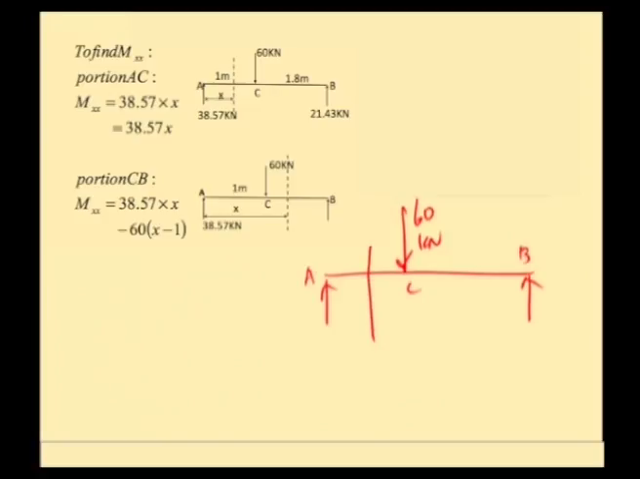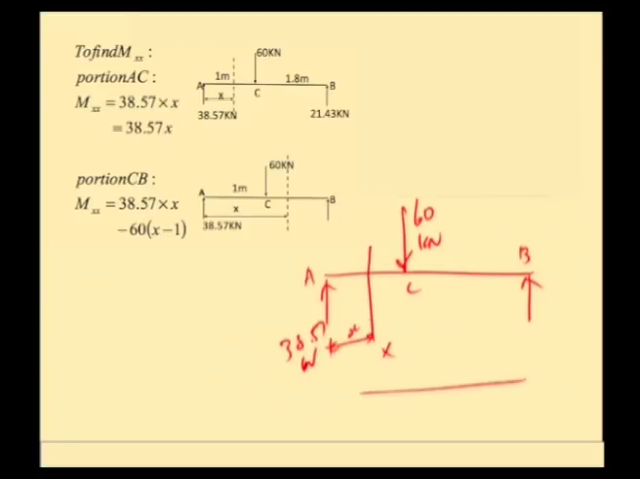Consider section XX in portion AC at distance x. We have reaction A as 38.57 kilonewton. So, bending moment at XX will be equal to 38.57 multiplied by x, and it produces clockwise moment, left clockwise being positive. So, plus 38.57 into x.